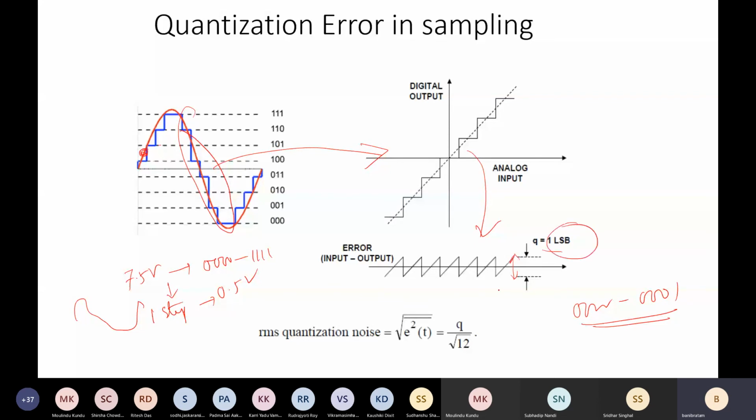If you calculate, the RMS error will be q by root 12. So please derive that. This triangular shape happens because of the error due to discretization or quantization, and if I consider the LSB as q, the error will be q by root 12. That comes from the RMS concept. Please derive that as your homework. So this is about the quantization error in sampling.